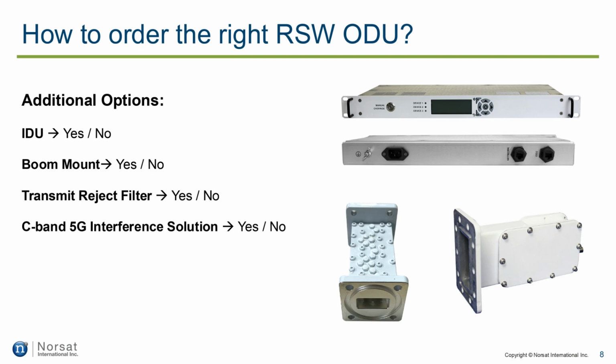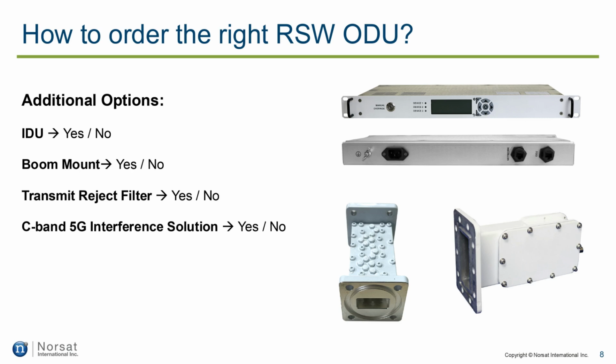When ordering your RSW ODU, ensure you select the right configuration by considering these critical options. IDU, indoor unit. Decide if your setup requires an integrated indoor unit for signal processing. Boom mount. Confirm whether a boom mount is needed for antenna positioning. Transmit reject filter, essential if you need to minimize interference from nearby transmitters.